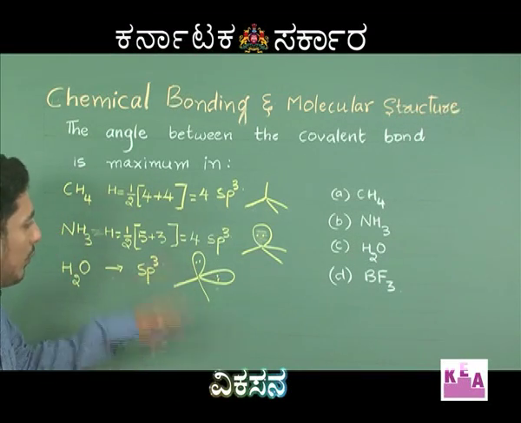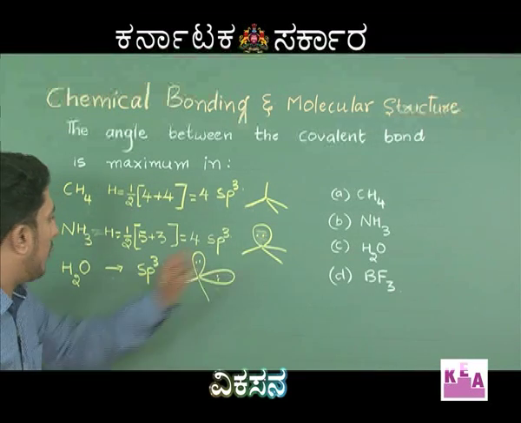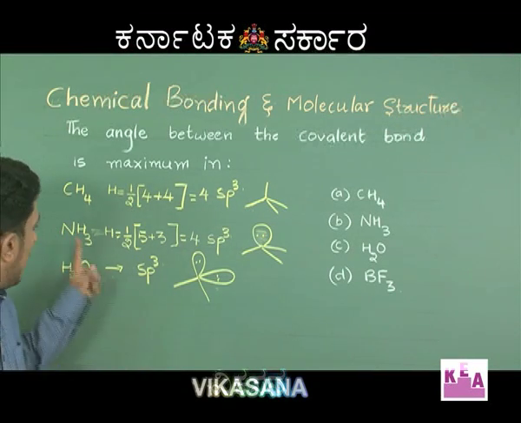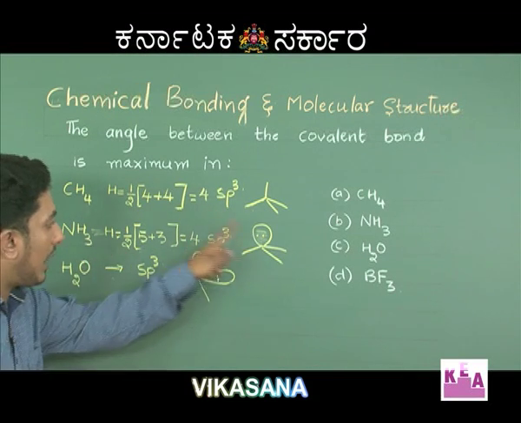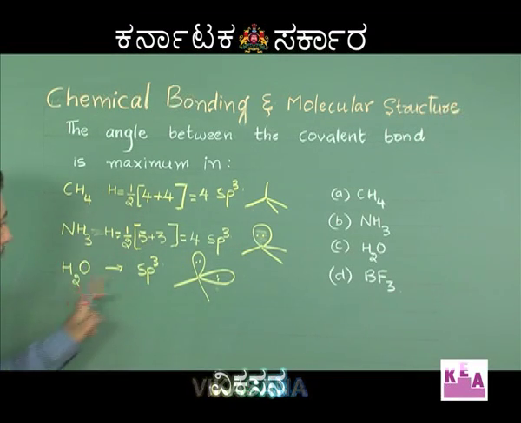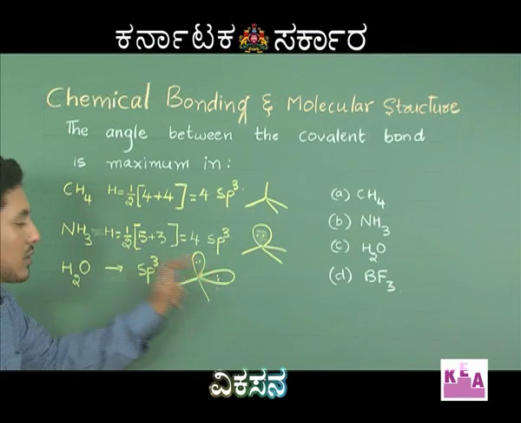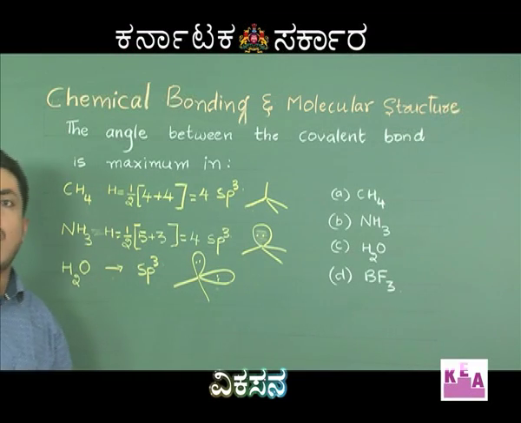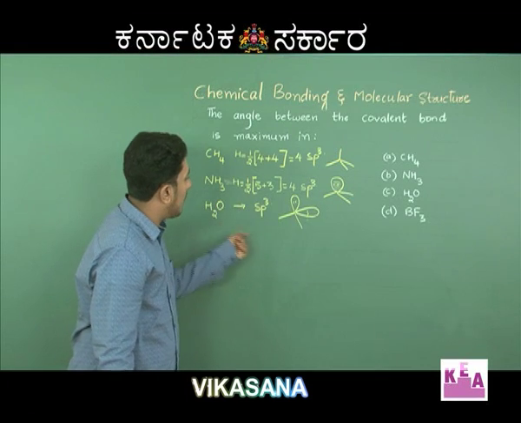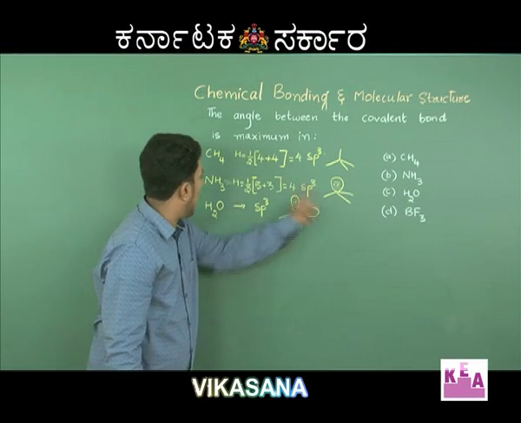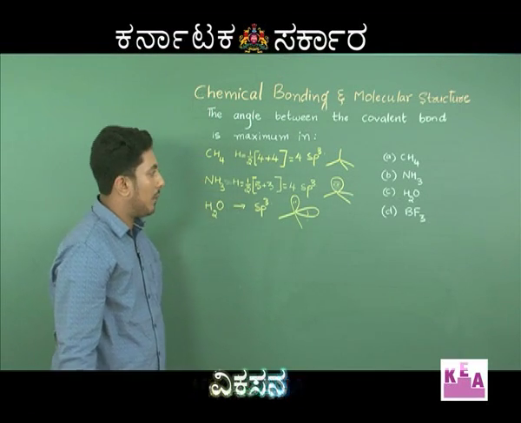In water, the bond angle will be less than the bond angle in ammonia. Why? Because ammonia contains 1 lone pair, nitrogen contains 1 lone pair. In water, oxygen contains 2 lone pairs. The lone pair-lone pair repulsions are high as compared to the lone pair-bond pair repulsion. Hence, the bond angle will be less as compared to the bond angle in ammonia.